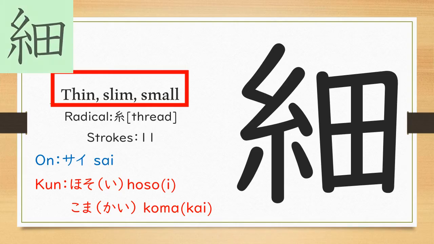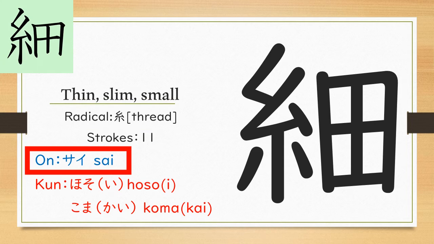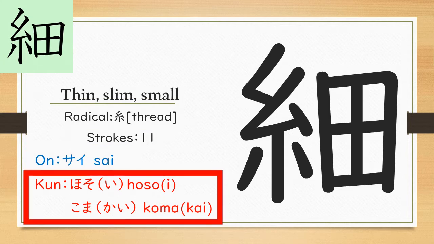This kanji means thin, slim, small. Radical is thread, ito. On is sai. Kun is hosoi. Hosoi means thin or slim. Komakai means small.